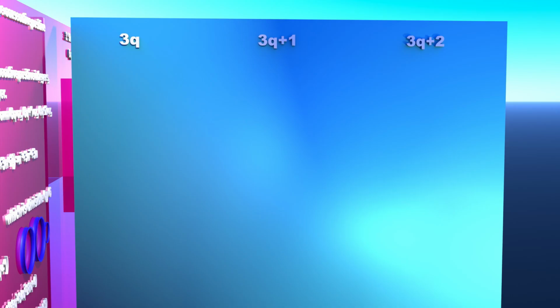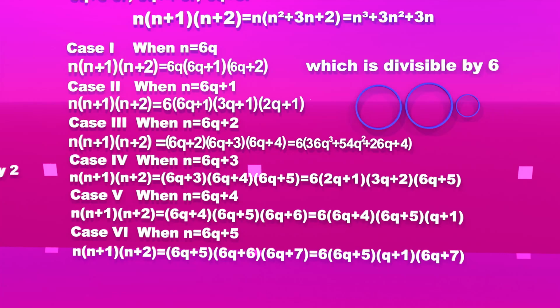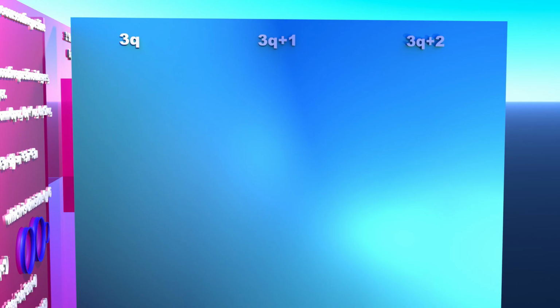Any number which is divisible by 6 is always divisible by 2 and 3. We saw in the following cases that 2 and 3 were the factors of the whole product. That means it is divisible by 2 and 3 also. Let's check, can we prove this question by taking 3? We have taken 3 forms, 3q, 3q plus 1 and 3q plus 2.